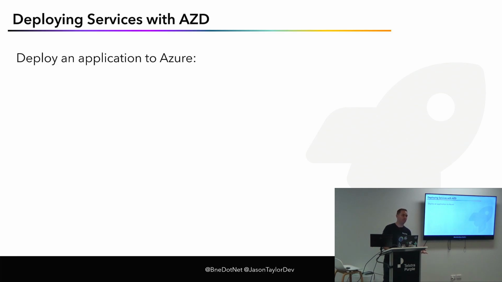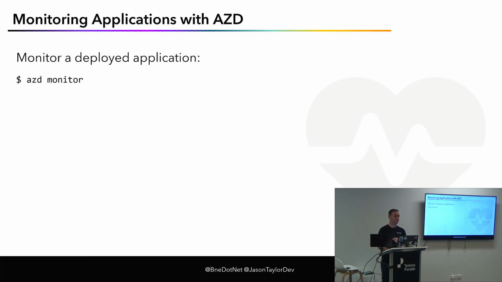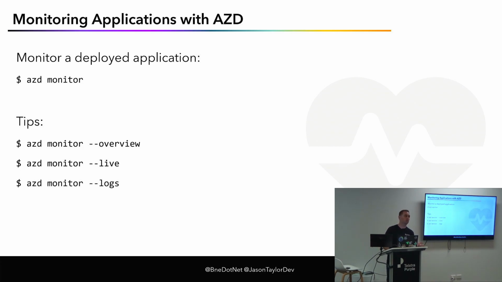Deploying an application to Azure. AZD deploy. So we can deploy a specific service from a package, right? So if we're building a multi-stage pipeline, that's what we're going to do. We'll download that package as an artifact and deploy it specifically. Because otherwise, AZD deploy will try to package first, okay, every time. Monitor a deployed application, AZD monitor. Some tips, AZD monitor overview, that'll bring up your default dashboard. And remember, you can go AZD environment select before you run this, so you can access the dashboards of different environments. You run AZD monitor live to see your live metrics, and AZD monitor logs to see the application insights logs.